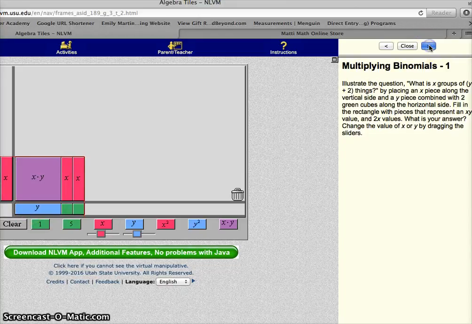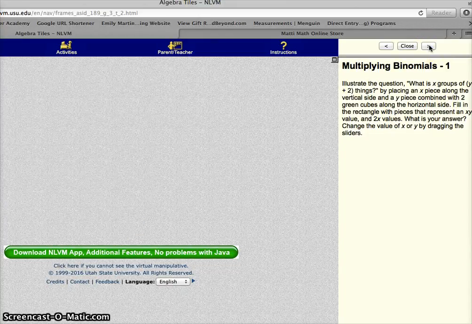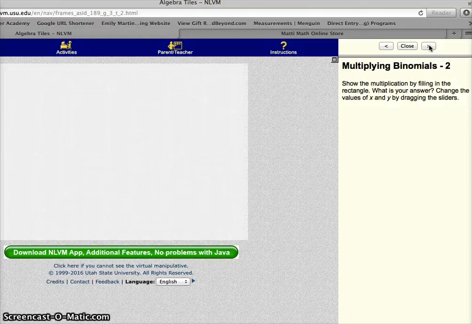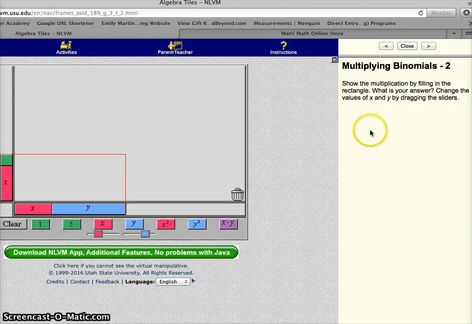Let's do another one. We're now going to multiply binomials, and the two binomials, let's see if you can guess what they are, are x plus 1 and x plus y. Again, we're going to fill in this rectangular area. The way we do it is to multiply whatever is along the bottom by each thing that's along the top. It's the same as distributing each of the terms to each of the terms in the second binomial.